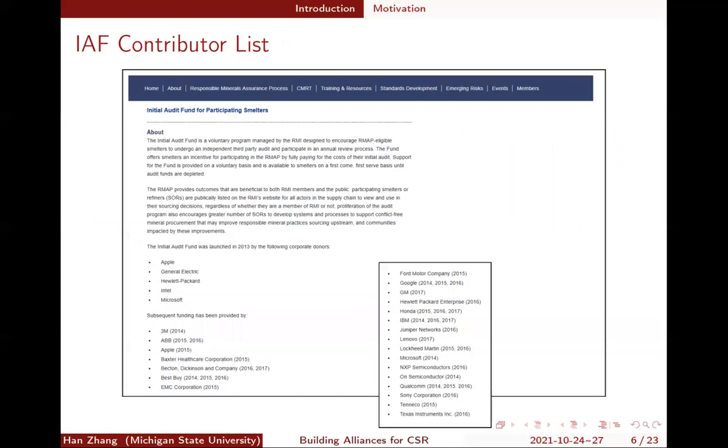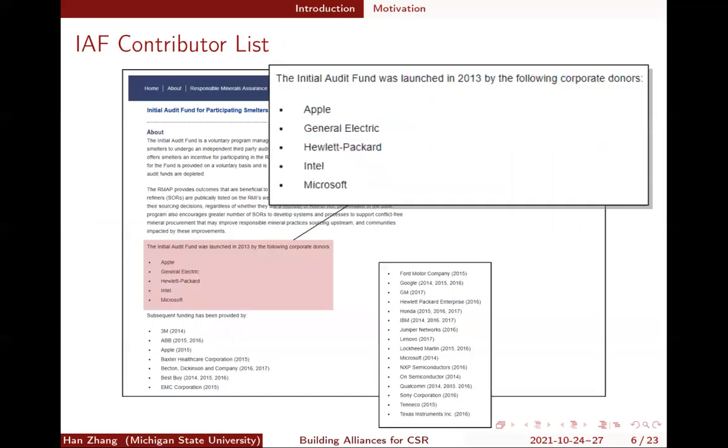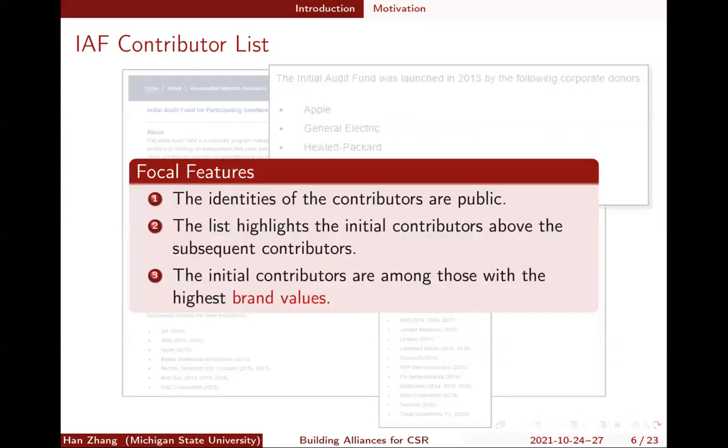We notice that the IAF's website lists all its donors. In particular, the 5 initial donors appear separately above the subsequent donors. Clearly, the 5 initial donors are some of the most valuable brands in the world. Many subsequent donors are not as well known. We summarize the observation into 3 focal features.